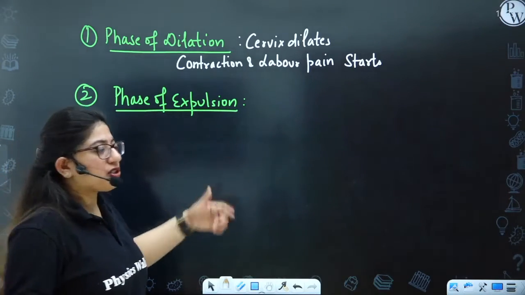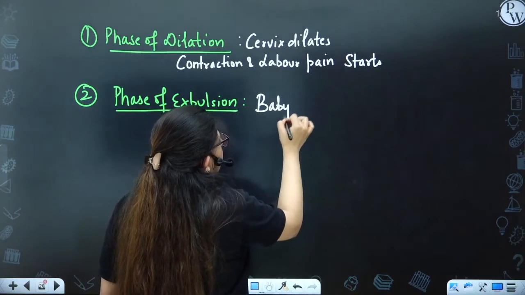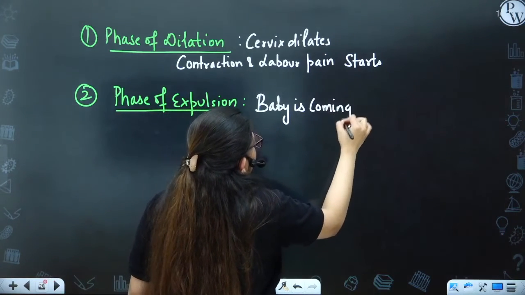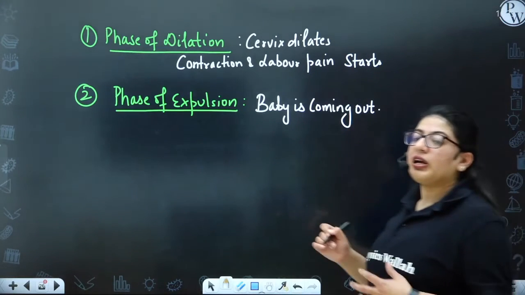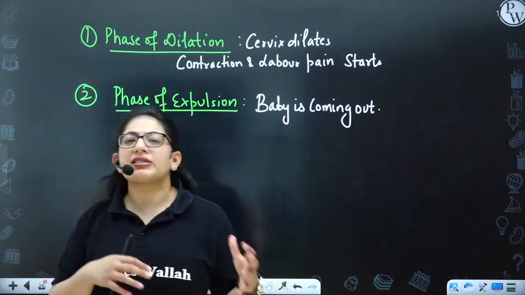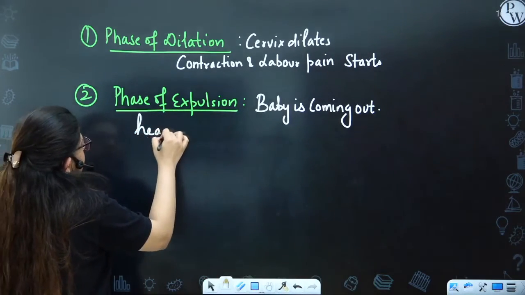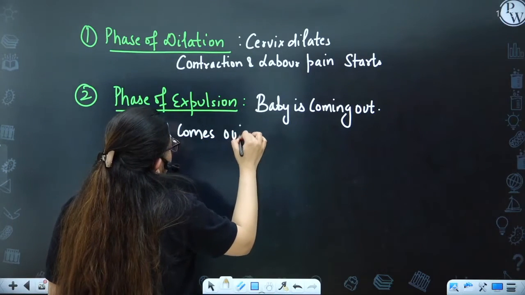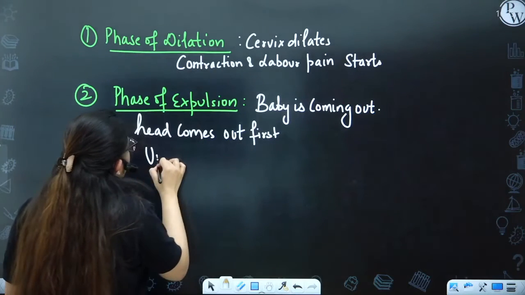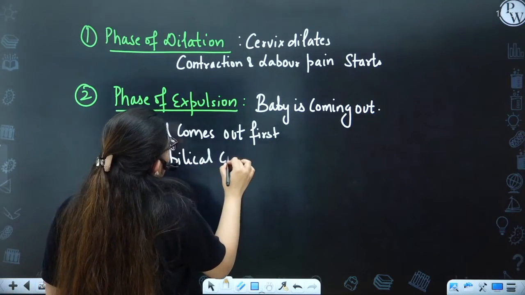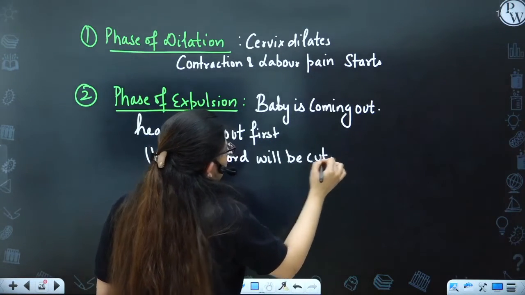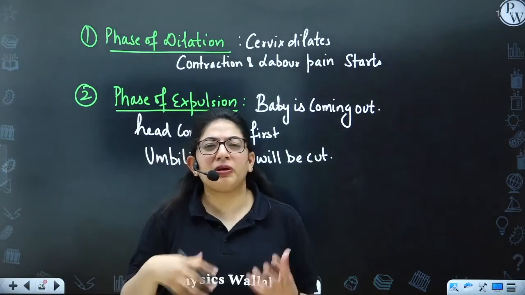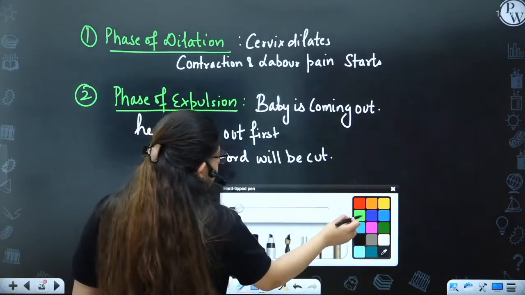So in the phase of expulsion, the baby is coming out. So first we have the phase of dilation, then the phase of expulsion. The baby is actually coming out, and the head will come out first. Now the umbilical cord will be cut, and the baby is taken out, and the nurses will wash up the baby, and the baby will cry, right? And then the third phase, which is after birth.